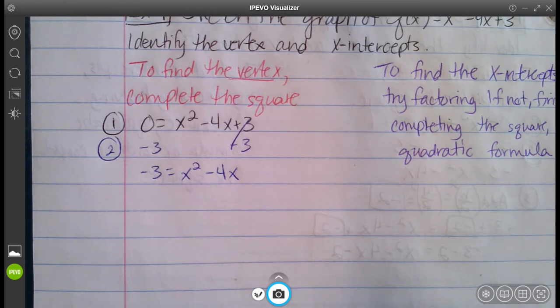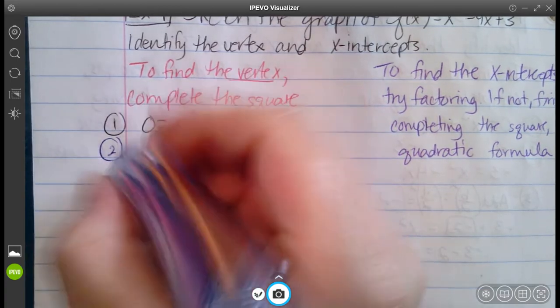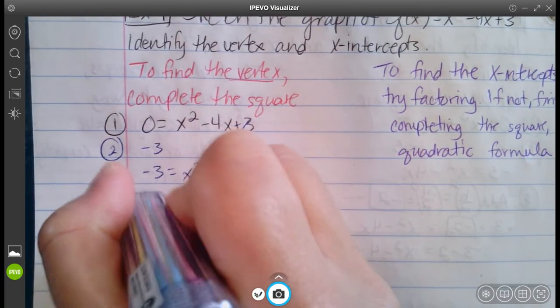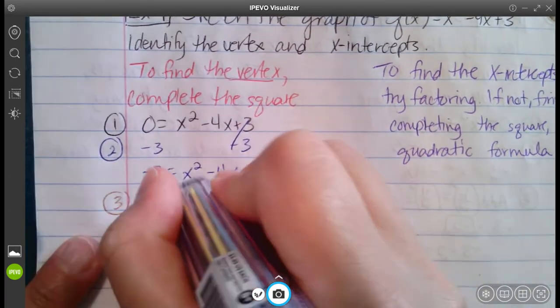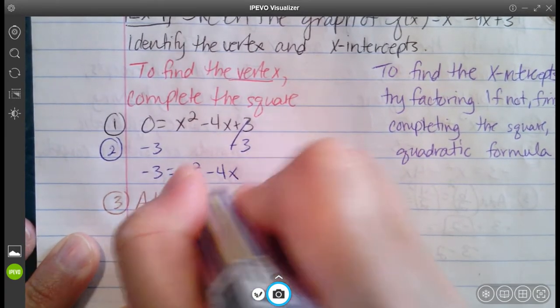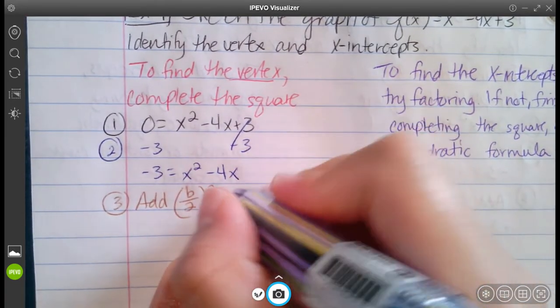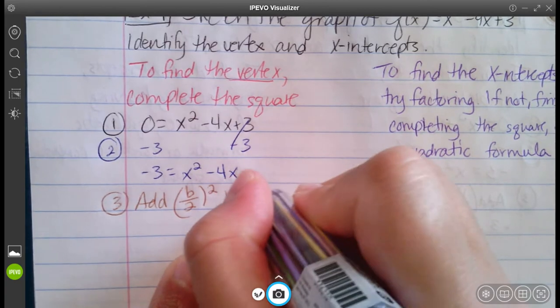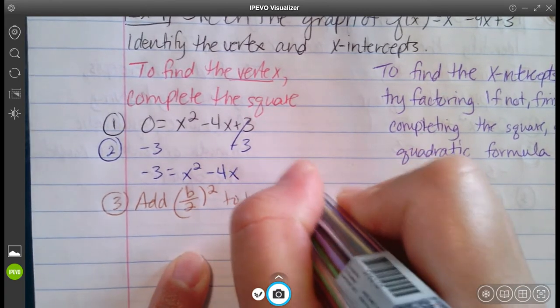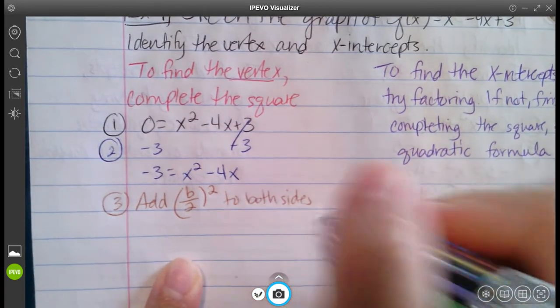Next comes our most important step, which is the actual completing the square part. So we are going to add b over 2 squared. That's one you might want to memorize. Add b over 2 squared to both sides. This would probably be the last time I actually write this out.